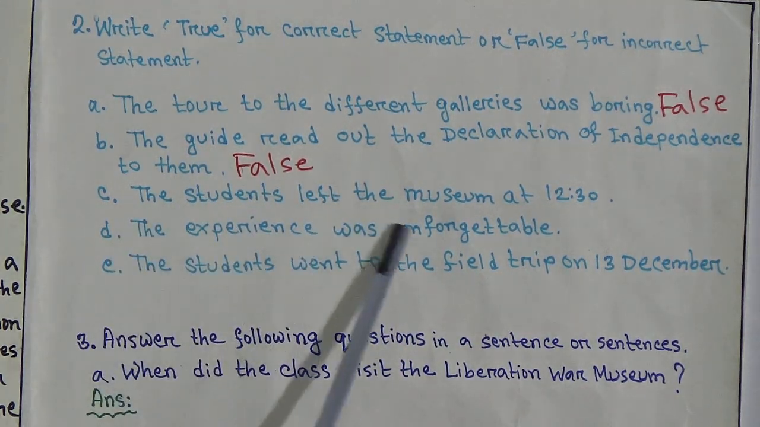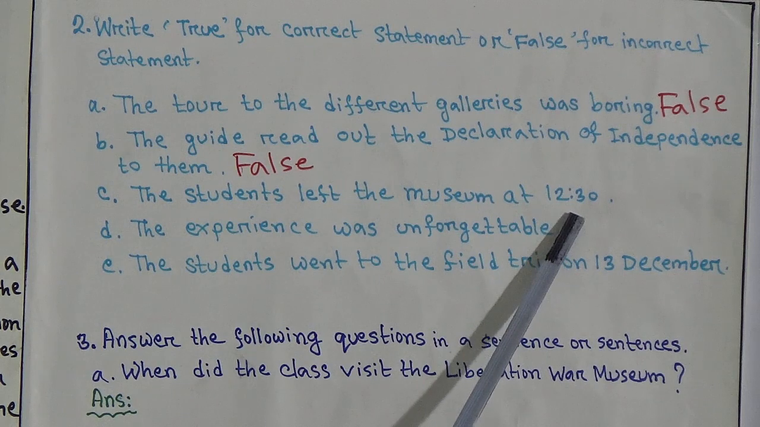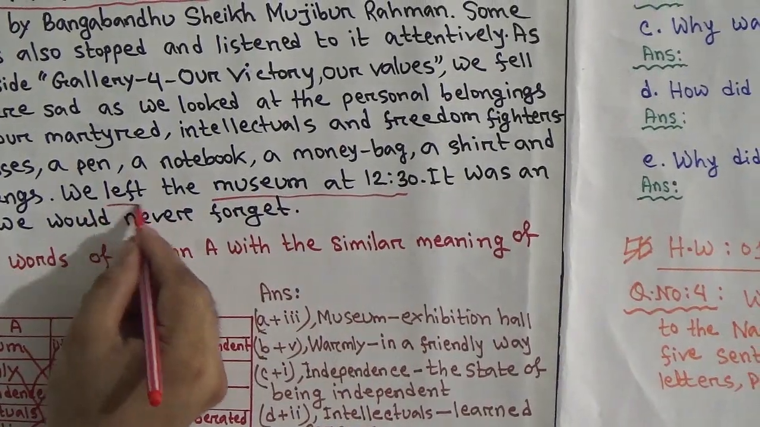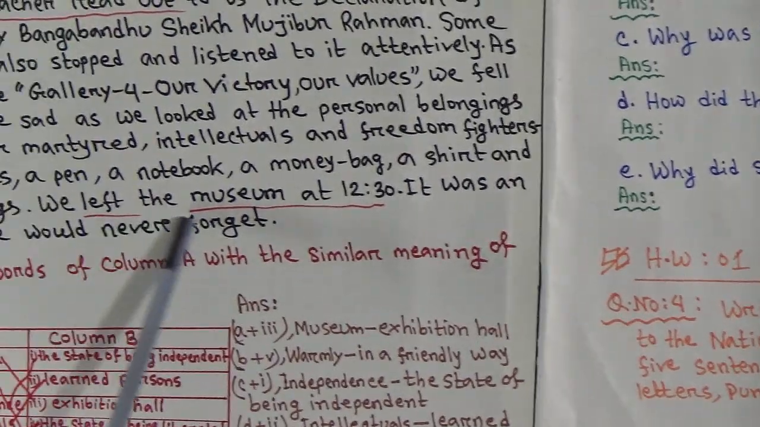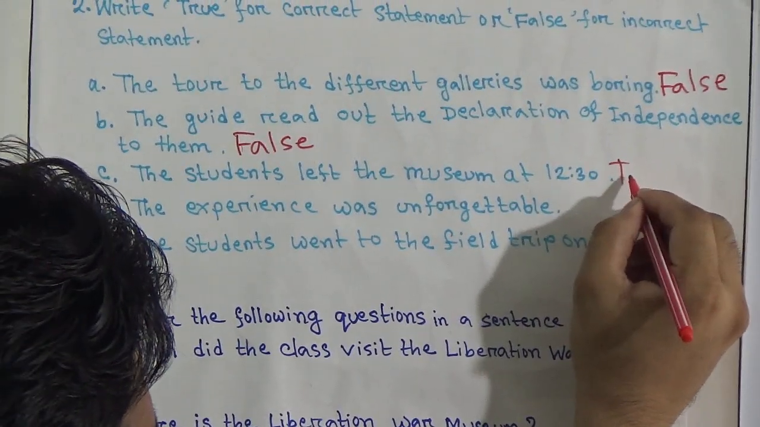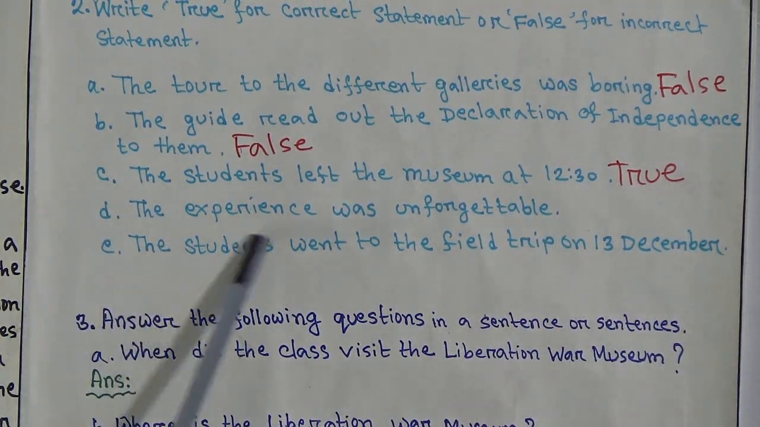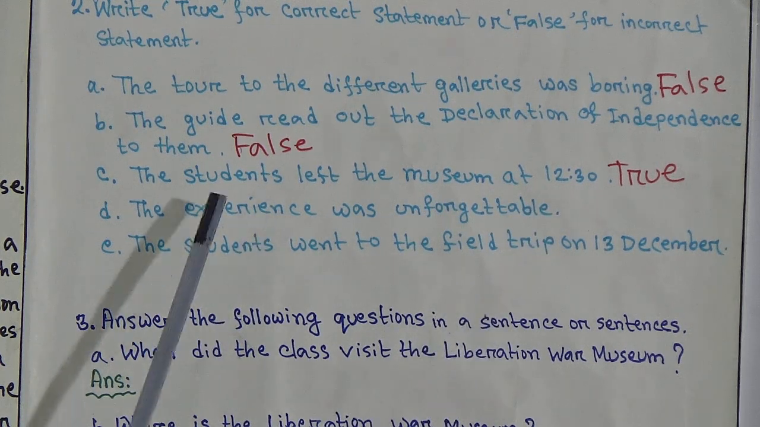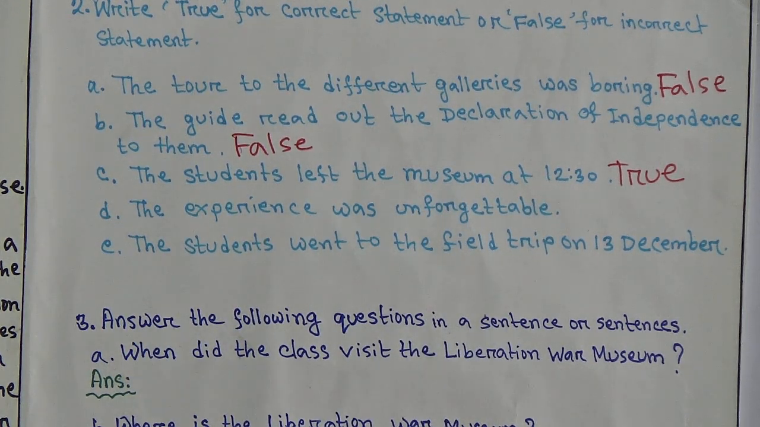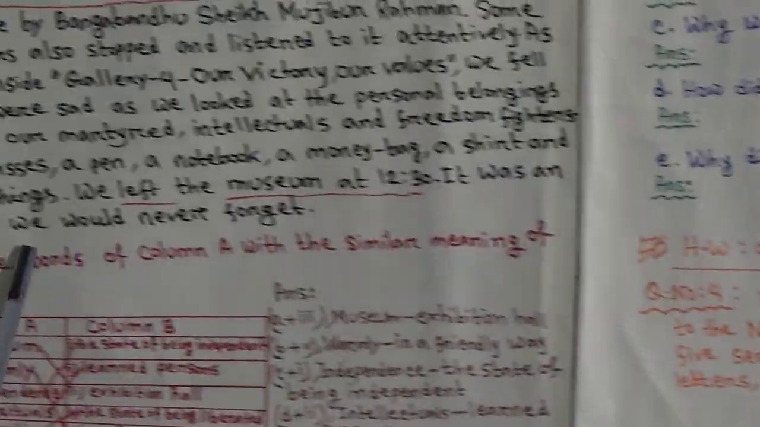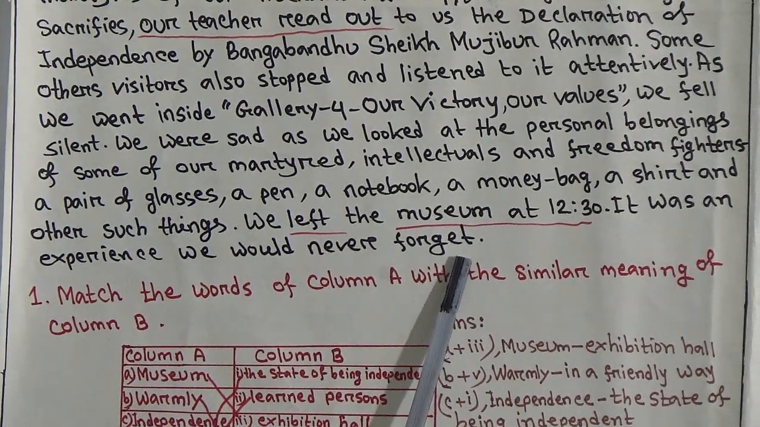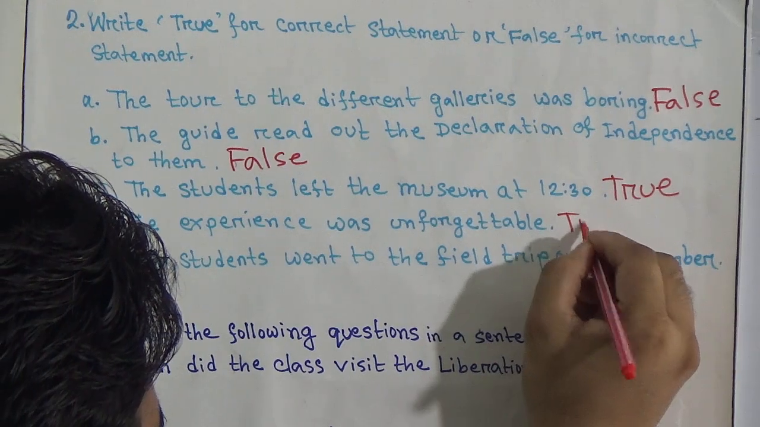The students left the museum at 12:30. At the last of the passage, we can find this information. The students left the museum at 12:30. So it's true. It matches with our passage. Number D, the experience was unforgettable. Yes. In the last sentence of the passage, it was an experience we would never forget. So they will never forget this. So it's true.